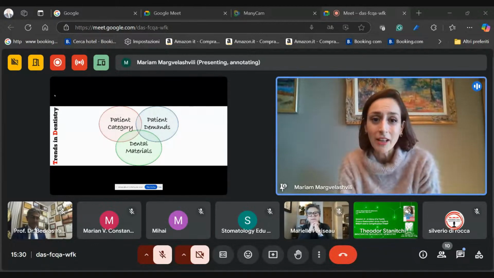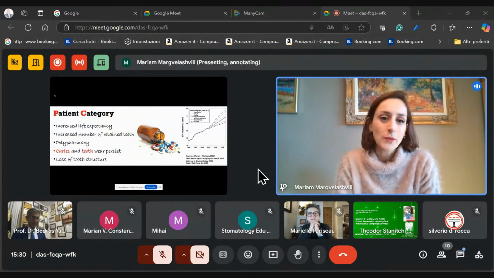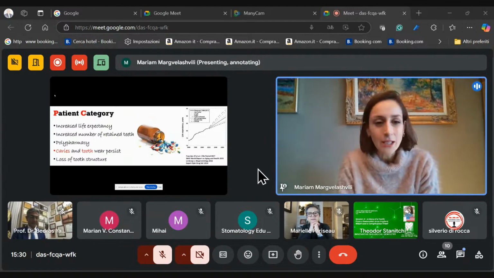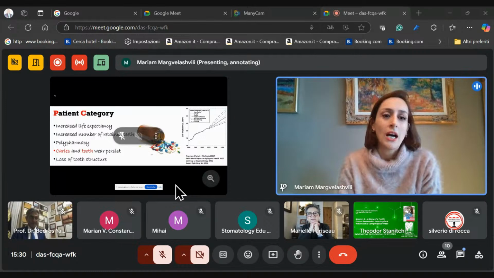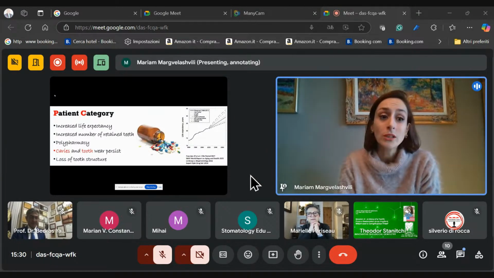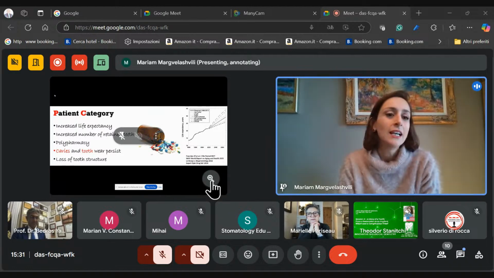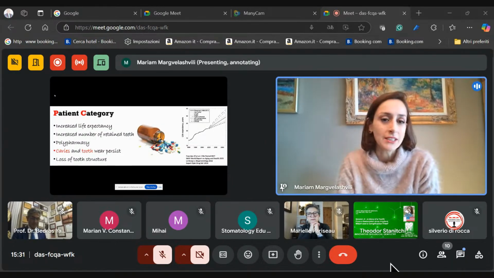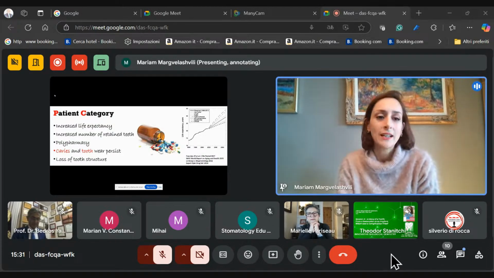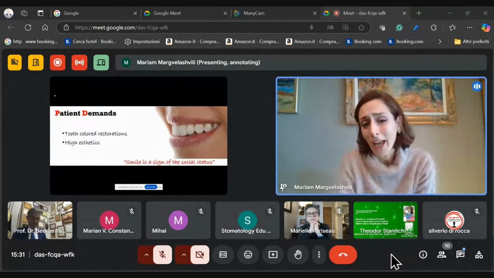The way we practice is often defined by the patient category, their demands, and available dental materials. On one hand, we see patients with increased life expectancy, increased number of retained teeth at older age, but because of older age, the patients are on polypharmacy, and we all know that polypharmacy entails significant dental considerations like caries. Caries and tooth wear still persist in up to 29% of adult population. Both caries and tooth wear result in loss of tooth structure that needs to be restored.